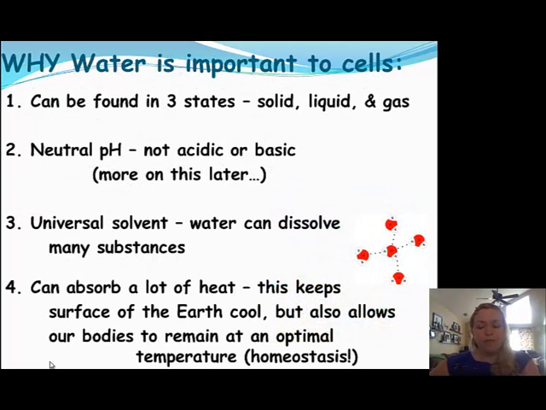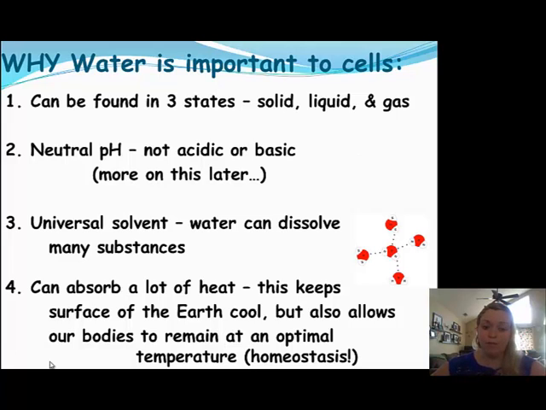Now, the video discussed this, but I want to list them for you in case you didn't take notes during the video. Why is water important to cells? It can be found in 3 states: solid, liquid, and gas. It has a neutral pH, so it's neither acidic nor basic. We're going to talk about what those 2 words mean in just a moment.